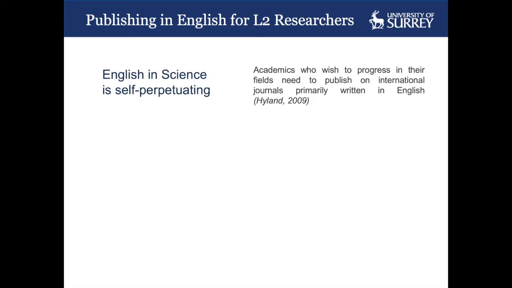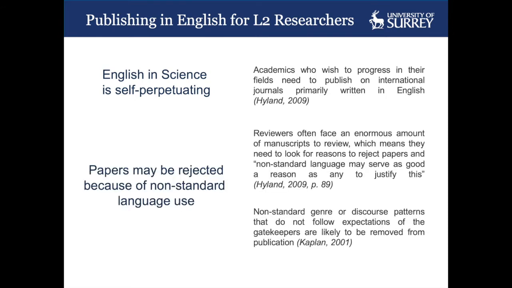We can start by talking about the challenges of publishing in English for researchers with English as a second language. First, English in science is self-perpetuating. Researchers who wish to progress in their fields need to publish in English. Second, papers may be rejected because of non-standard language use, especially because editors receive large amounts of papers and non-standard language use may serve as a justification for rejection.